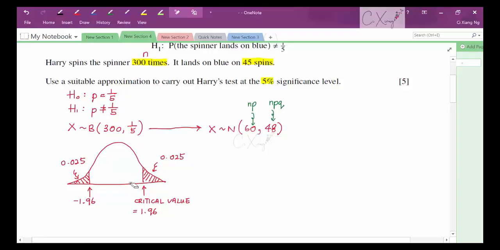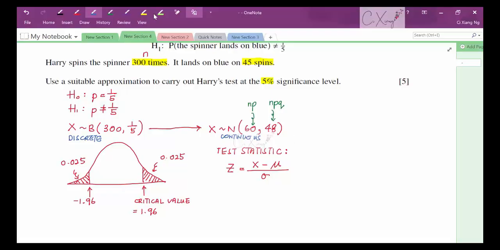After I find the critical value, next I have to find the test statistic. Generally the formula is x minus the mean, divided by the standard deviation. But because we are changing the binomial distribution, a discrete random variable, to a normal distribution, a continuous random variable, continuity correction is needed here.